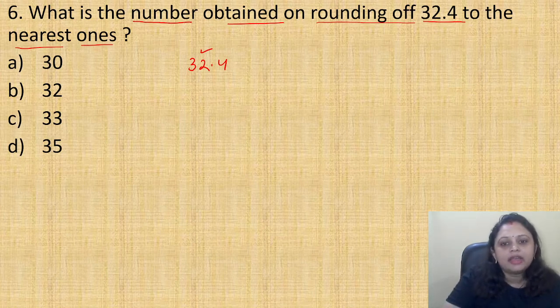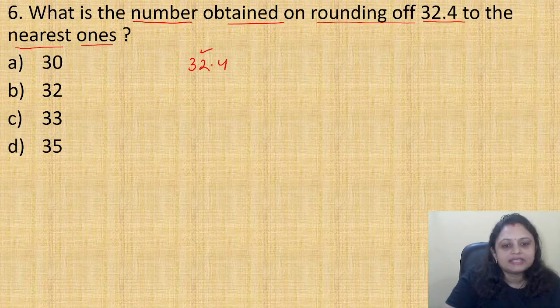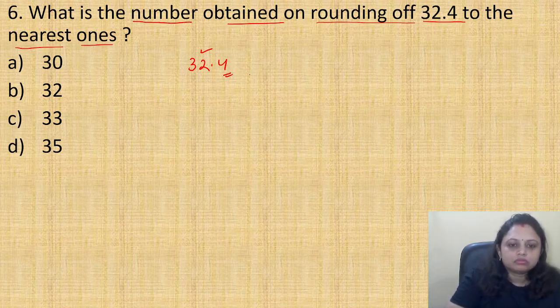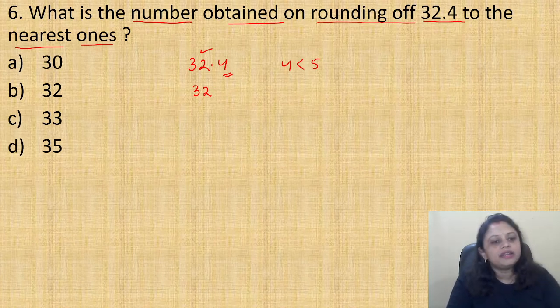4 is there, and we know that 4 is less than 5, right? So 4 is less than 5. That means this is not going to change. As it is less than 5, it will be 32 only. So the correct answer is option B, that is 32.